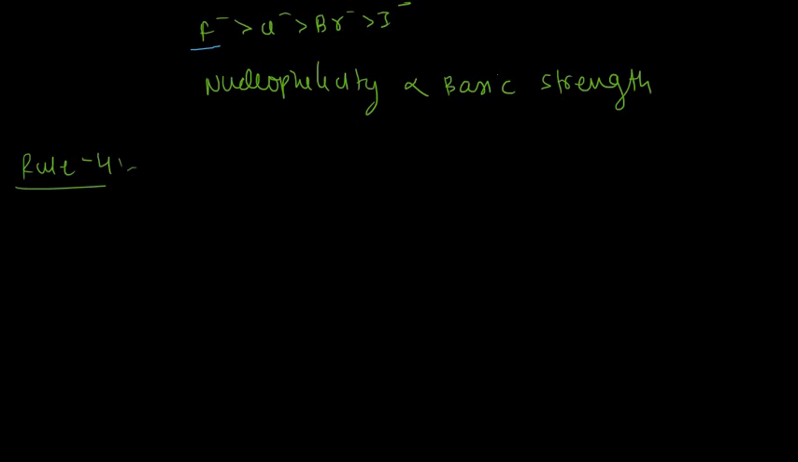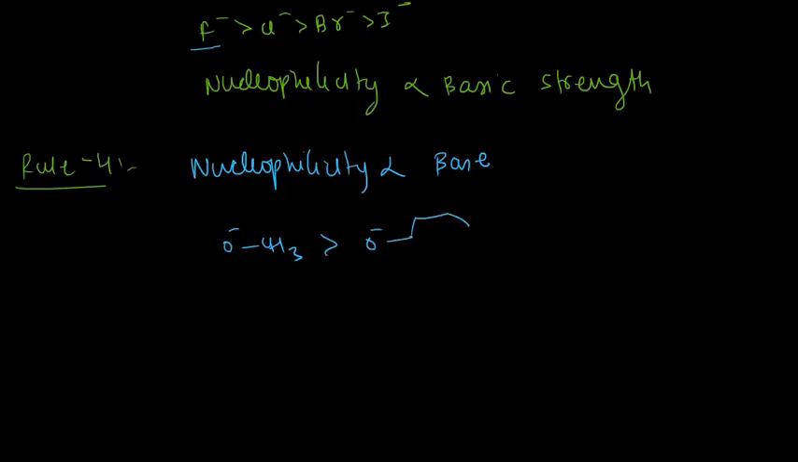Now come to the next point, nucleophilicity is directly proportional to the basicity. Like we have RO minus, which will be a good nucleophile as compared to the phenoxide ion, because in the phenoxide ion the negative charge is involved in resonance, so its donating tendency decreases.